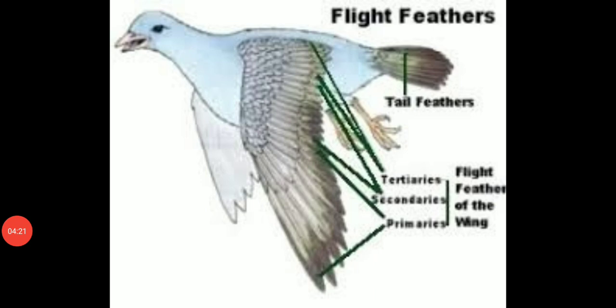Now see, flight feathers. Birds can fly due to their flight feathers. Flight feathers help birds to fly. You can see in this picture flight feathers of birds. And where are they found? They are found on the wings and tails of birds. The tail feathers are also used to know about the direction while flying.